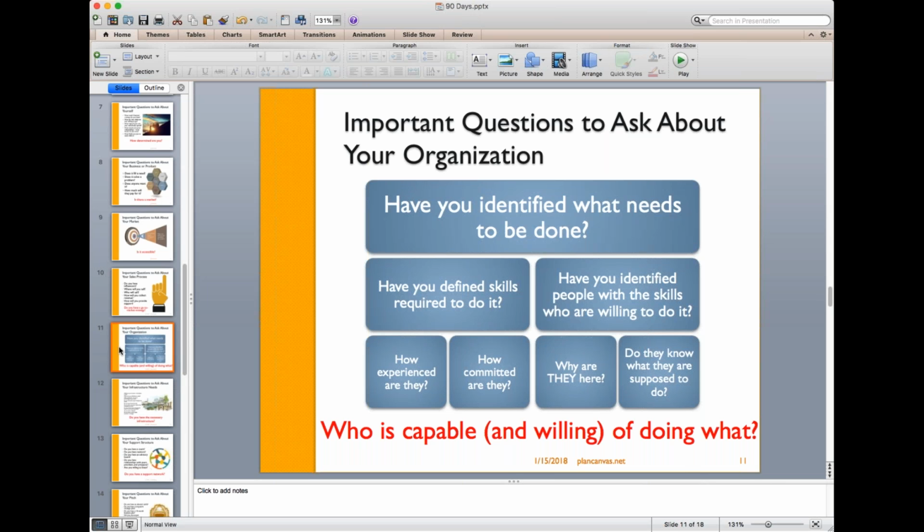Other questions: how experienced are they? How committed are they? Why are they here? You want to know that. Why are they on board with you? And do they know what they're supposed to do? That is a really big, important point. Do they know what they're supposed to do?